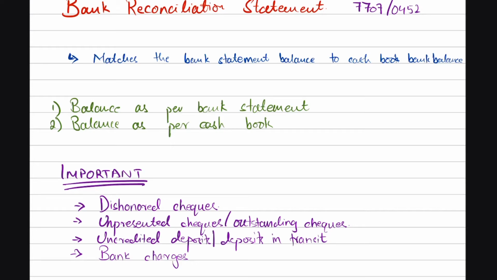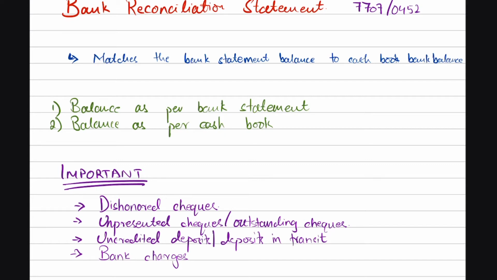So now we come to the whole ideology of how we prepare this and the terminologies involved in it. First of all, you need to understand that it can either start as a balance as per bank statement or as a balance as per the cash book. When it starts as a balance as per bank statement, we are going to match the bank statement's balance to the cash book balance.